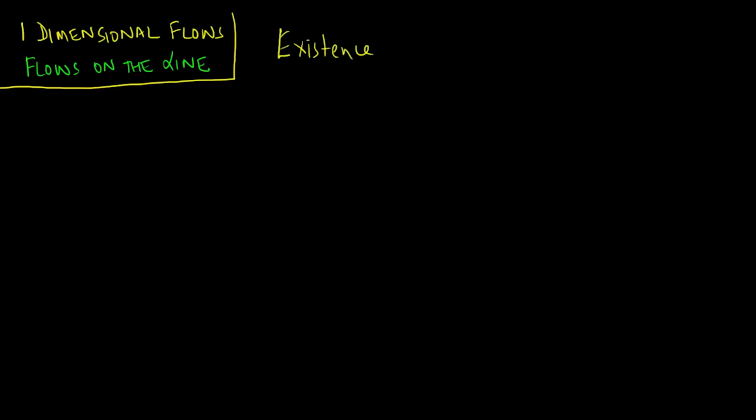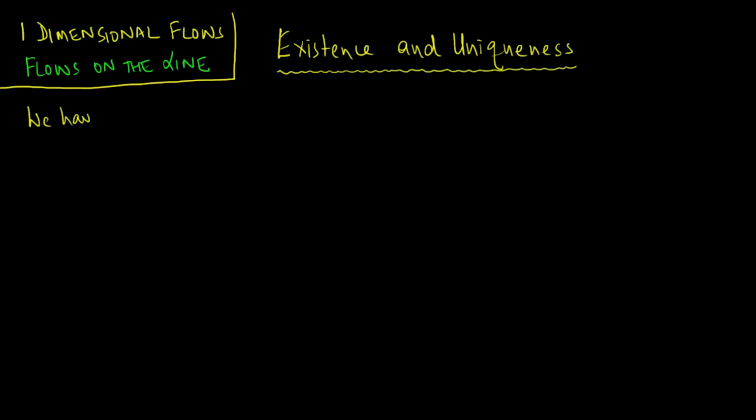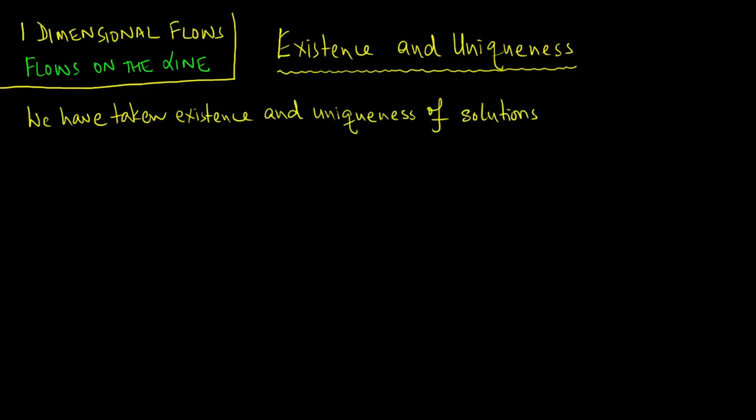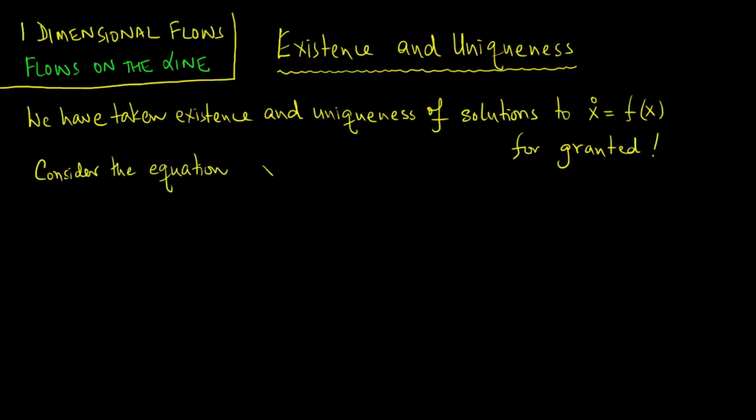In this lecture, we will first focus on existence and uniqueness of solutions. Now, so far, we have actually taken the existence and the uniqueness of solutions to x dot is equal to f of x completely for granted. Consider the equation x dot is equal to x to the third, starting from x of 0 is equal to 0.